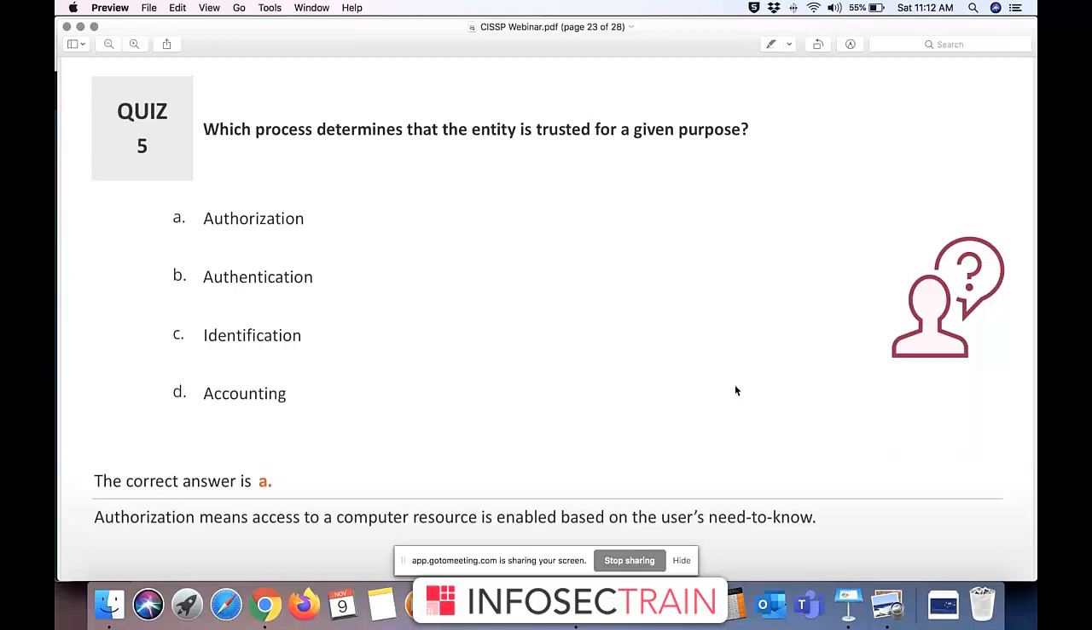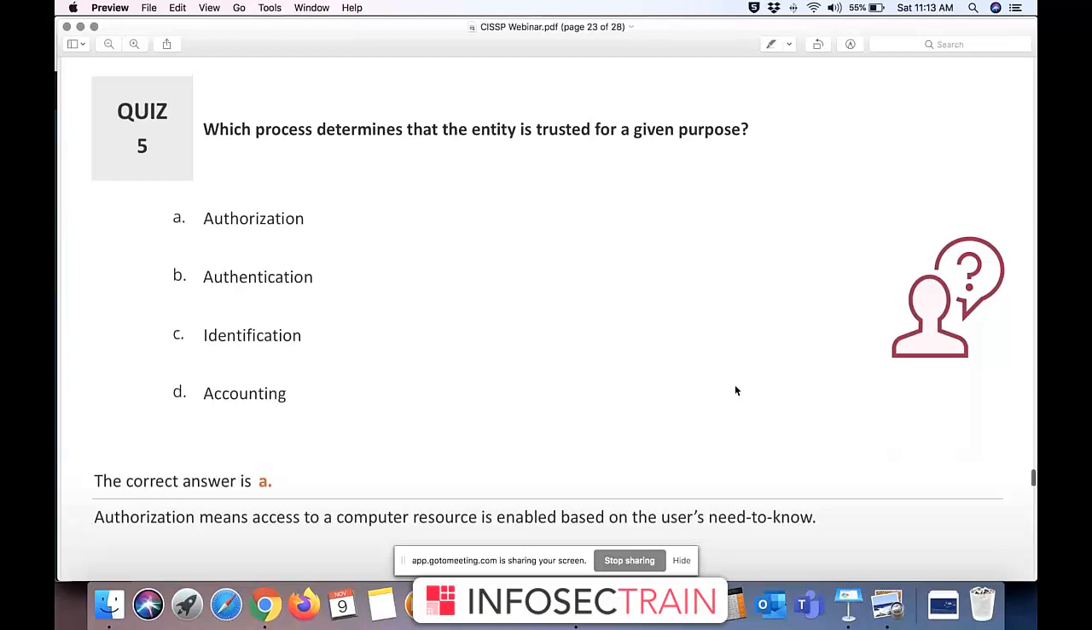This is a concept which we'll probably study in the course. Identification, authentication, and authorization have certain differences between the three of them, and certainly accounting as well. Authorization is the part where you verify if the person has the authority to do a certain task, the privileges, and of course that comes with the trust. Can that person be trusted to make those changes or take those actions?